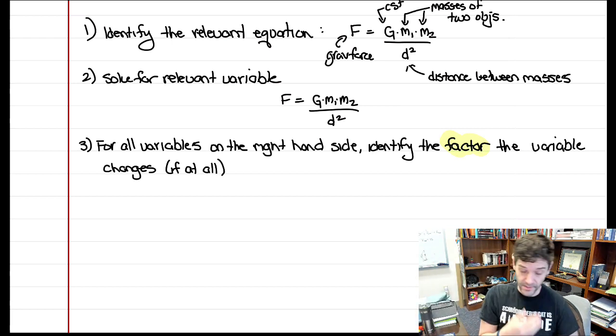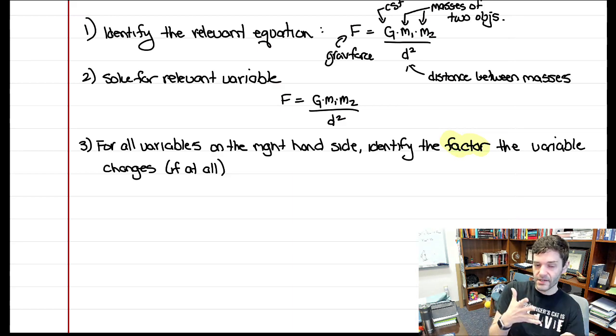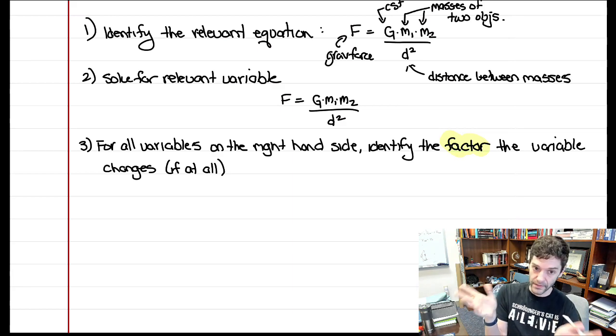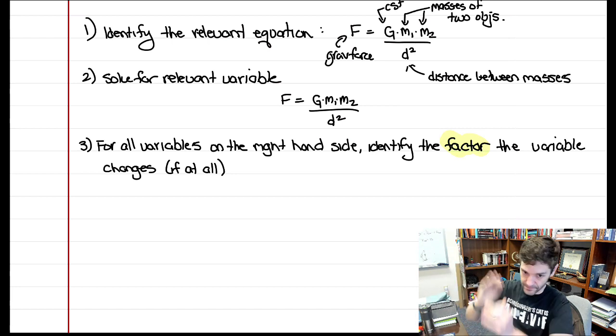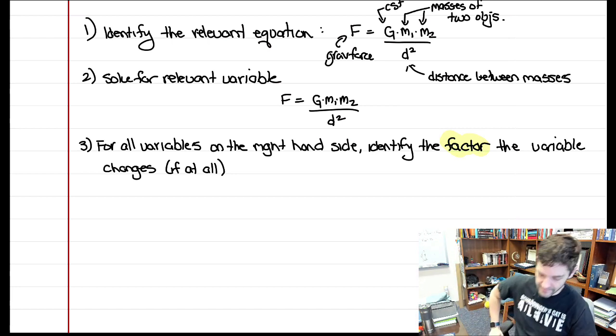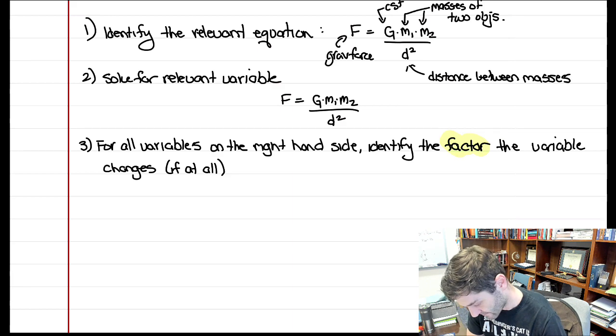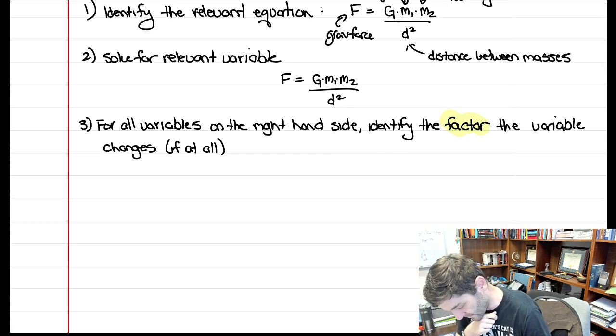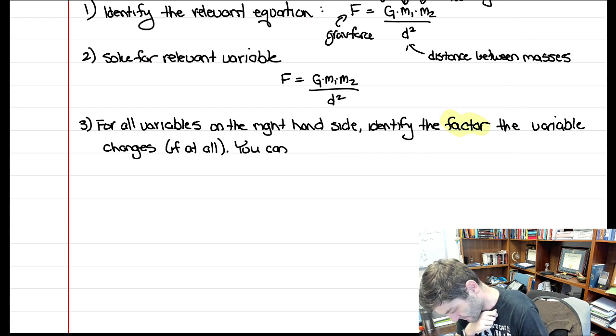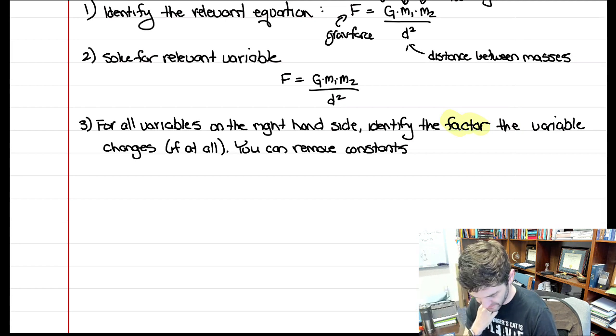Sometimes it won't change. That only means it changes by a factor of 1. You know, it goes from 10 kilograms to 10 kilograms. Those are related by multiplying by 1. It's a factor of 1. So I'm going to write down all of these factors. You can also remove constants in this case. They will not come into the analysis.